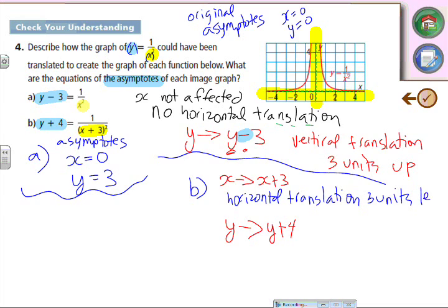Now for the y. Y gives me vertical. Vertical because it's a y replacement. Translation, because it's adding or subtracting 4 units, because it's 4. Additive inverse. It says plus 4. I'm going to go to the negatives, down.